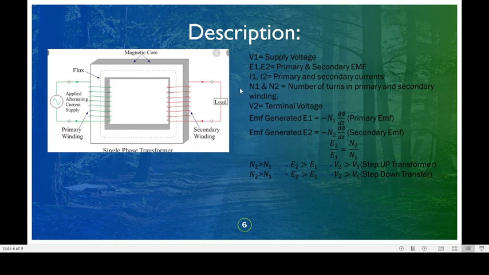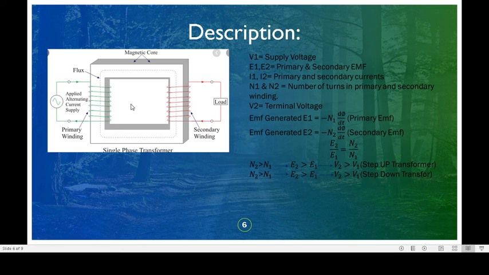Now, let us take the case where the number of turns of the secondary winding is greater than the number of turns in the primary winding. According to Faraday's law, E1 is equal to minus N1 d phi by dt. If the flux remains constant in both windings, the EMF generated is directly proportional to the number of turns. Therefore, the secondary EMF is greater than the primary EMF, that is E2 is greater than E1, and so the terminal voltage V2 would be greater than the supply voltage V1. If V2 is greater than V1, then the voltage is stepped up while transferring from the primary winding to the secondary winding. The reverse is the case for a step down transformer.